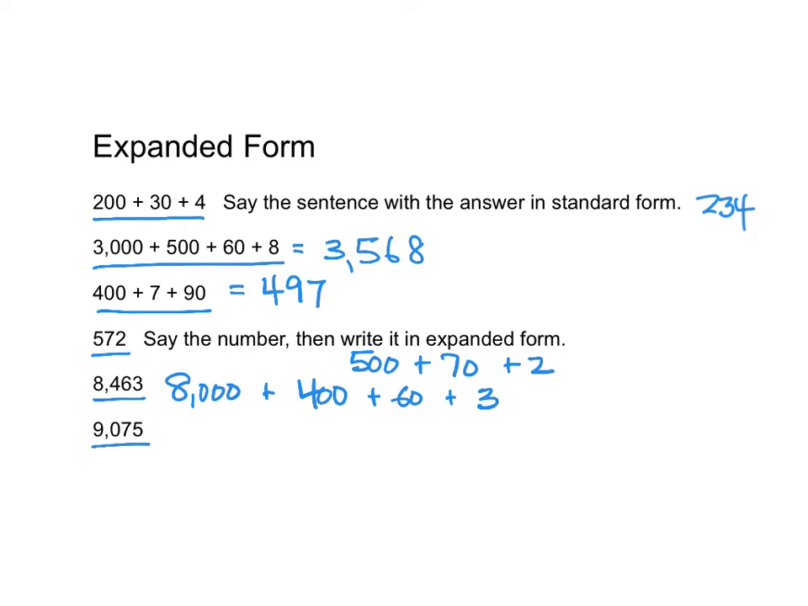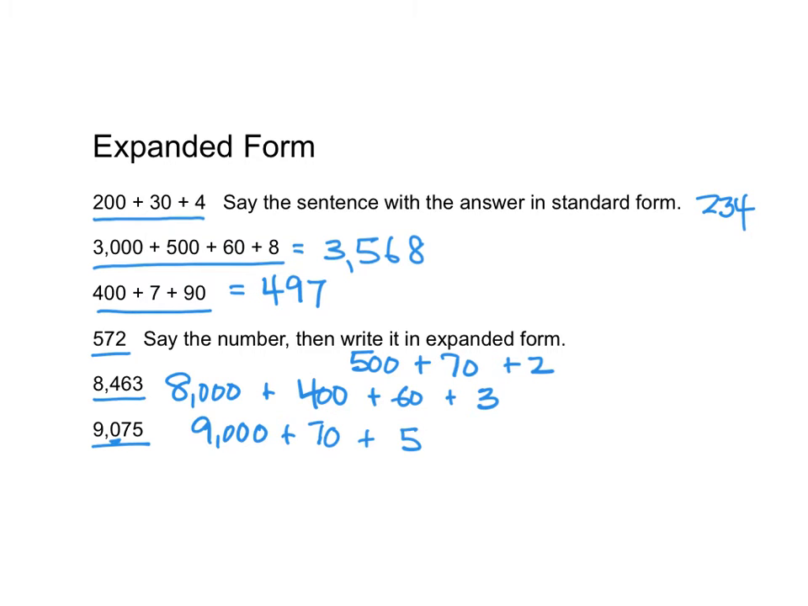And the last one here, our number is 9,075. So notice there are no hundreds, so we're not going to put any hundreds in our expanded form. So we'll start with the beginning. You should have written 9,000 plus, we don't have any hundreds, but we do have 7 tens or 70. Let's see if I can get that written right there. 70 plus 5. Alrighty, there we go.